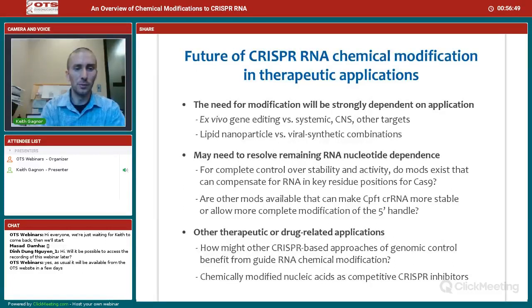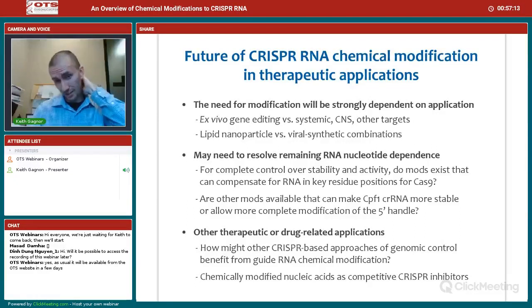Also Cpf1: if we want to use Cpf1 for therapeutics and do chemical modification, so far there's been investigation of modifications at the 5' and 3' ends, but that 5' handle in particular is really tough to try and modify. So probably there'll be some more work that will need to be done for Cpf1 CRISPR RNAs to be used.